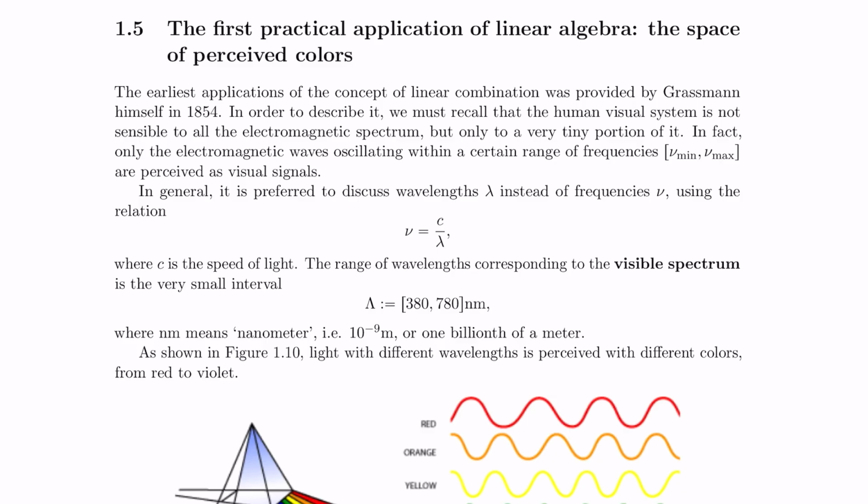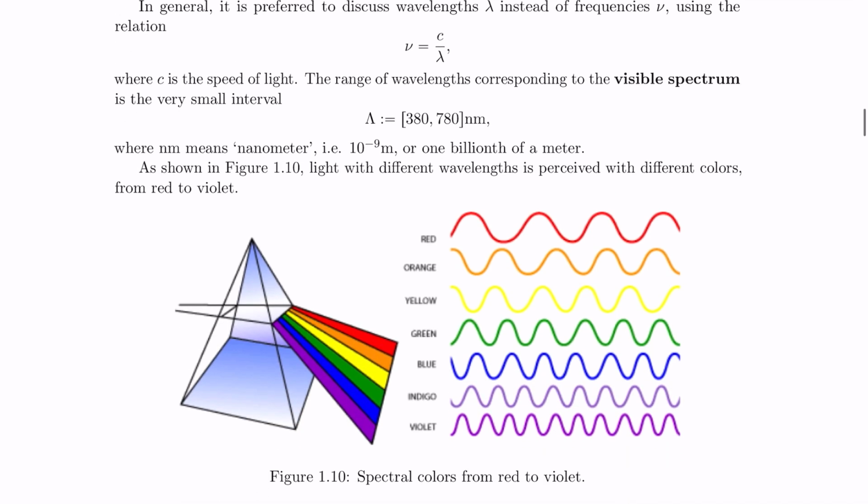In order to describe this application, we must recall that the human visual system is not sensible to all the electromagnetic spectrum, but only to a very tiny portion of it. The wavelengths that activate the response of photoreceptors in the human retina are those belonging to the interval between 380 and 780 nanometers, which, for this reason, is called the visible spectrum. Rays of light with different wavelengths in this interval are perceived with different colors, from red to violet, as you can see in this figure here.